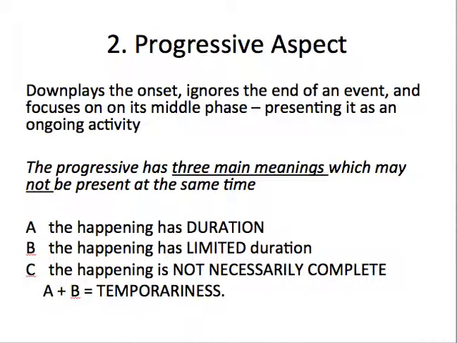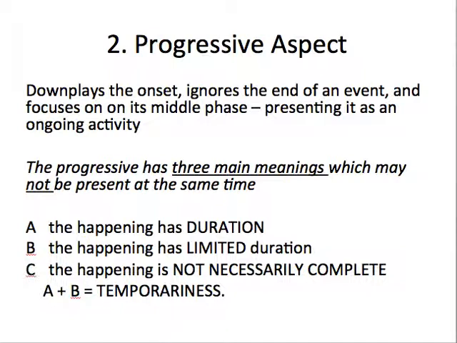Also, the happening has limited duration, okay? It limits it in the sense that it's not habitual. We can see that it's likely to be part of something which is interrupted, okay? I was sleeping when something happened, okay? Which limits the actual event of sleeping because there's an interruption to it. And a third meaning of the progressive aspect is the fact that the happening is not necessarily complete.